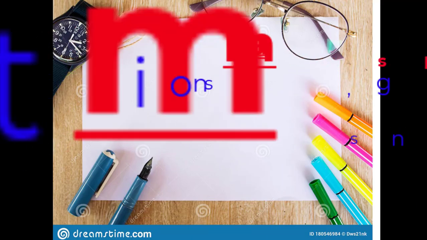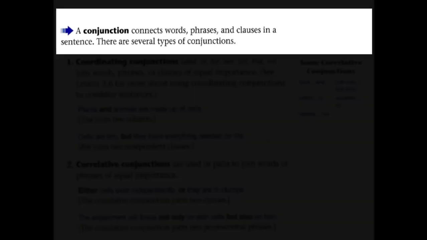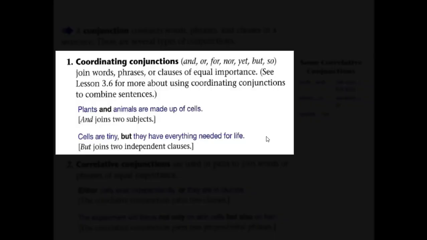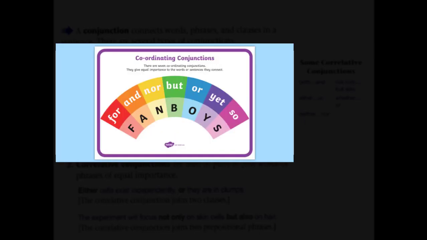What is a conjunction? A conjunction connects words or phrases or clauses in a sentence. And there are several types of conjunctions. What are they? Number one, coordinating conjunctions. They are words like and, or, for, nor, yet, but, and so. And they make an acronym which is called FANBOYS. These coordinating conjunctions are used to join words or phrases or clauses of equal importance.